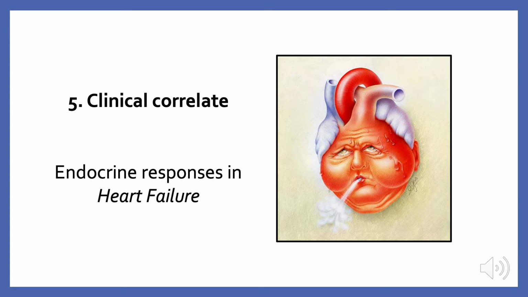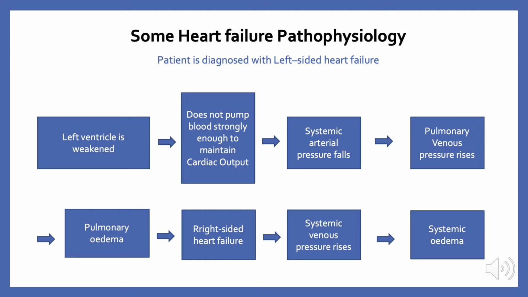Now let's talk about how all these hormones interact with each other when someone is experiencing heart failure. Now let's imagine that we have a patient with left-sided heart failure. Now what does that mean? It means that the left ventricle of the heart is not able to pump blood strongly enough so as to maintain a physiologic value of the cardiac output. This can be because of a number of causes.